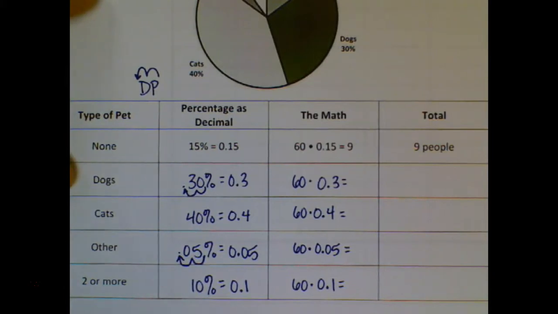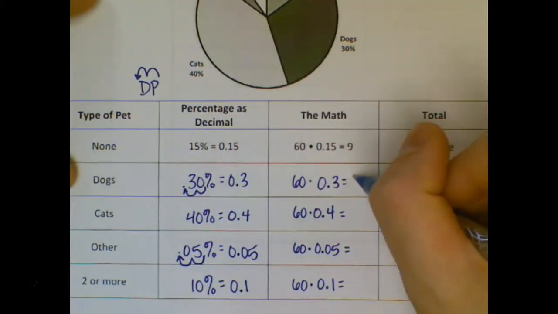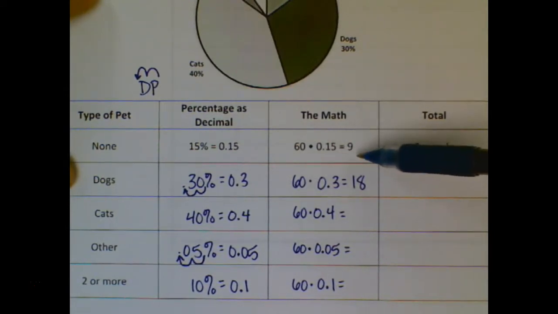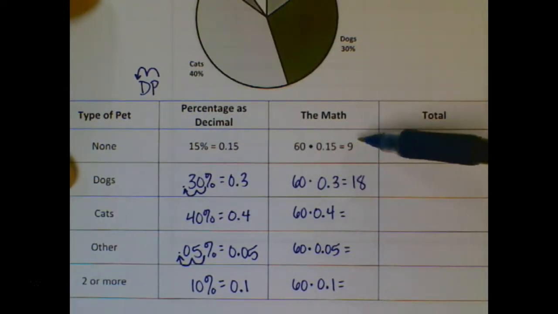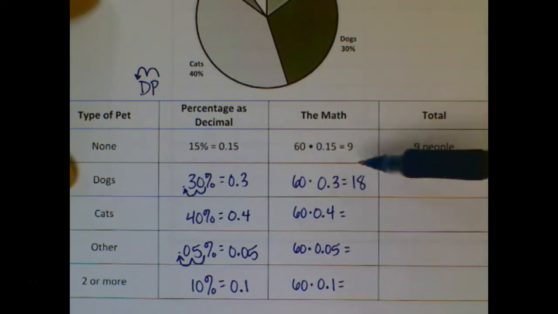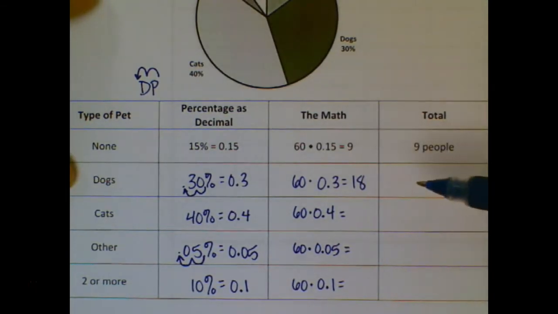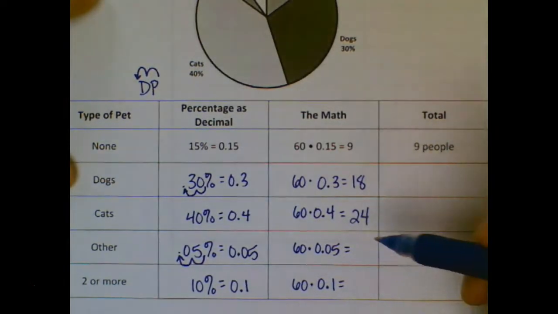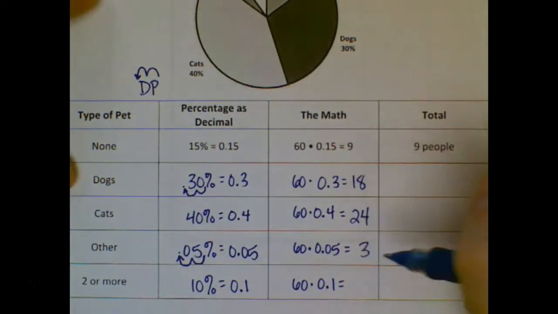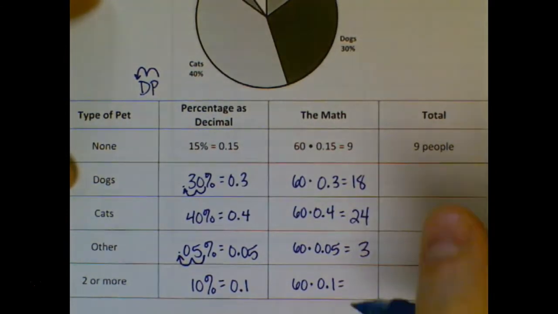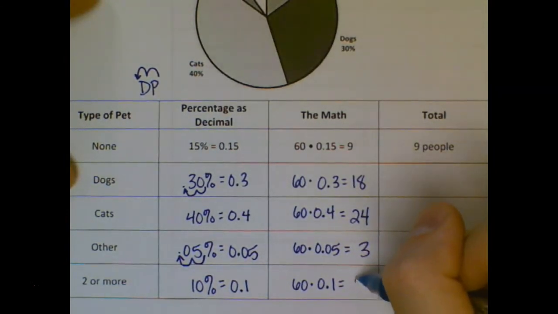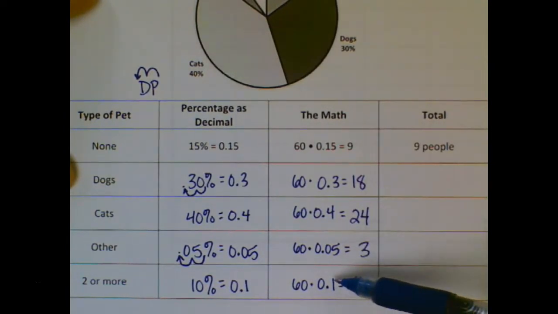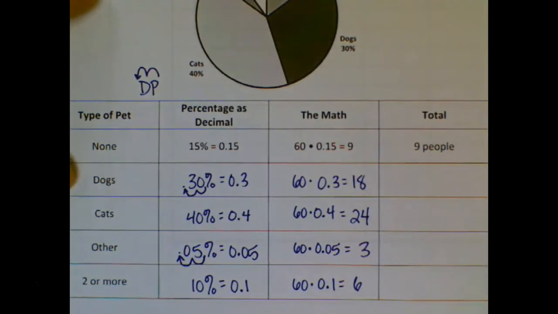All right, let's check over them. 60 times 3 tenths gives us 18, which if you think about it makes sense. 15% was 9, 30% is twice as much, so the answer is going to be twice as much. 60 times 4 tenths is 24. 60 times 5 hundredths is 3. And 60 times 10%, or 1 tenth, is 6. Which again makes sense. 5% is half of 10%, so 3 is going to be half of 6.